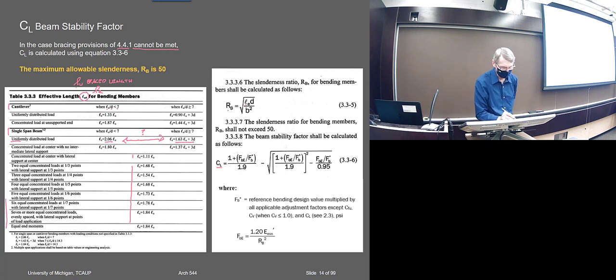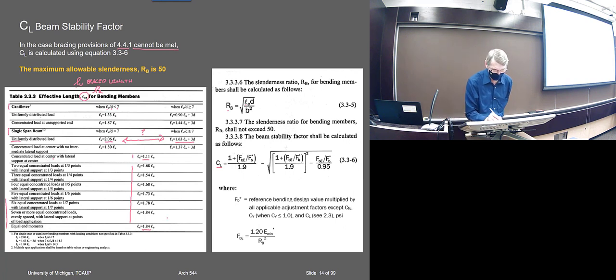And you can see as the concentrated loads come closer together, right? I got one in the middle. If I just had one at the center, LE would be 1.11 LU. So the effective length is a little bit longer than the LU. As I have more point loads, that gets longer and longer until it gets all the way up to 1.8 of LU. So the effective length is longer, right?